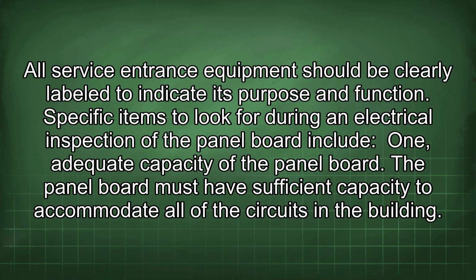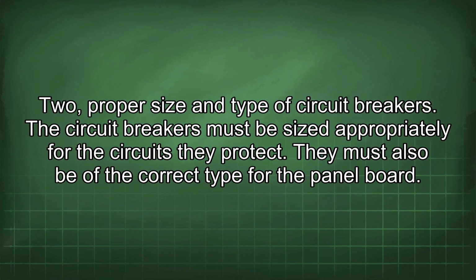Specific items to look for during an electrical inspection of the panel board include: 1. Adequate capacity of the panel board. The panel board must have sufficient capacity to accommodate all of the circuits in the building. 2. Proper size and type of circuit breakers. The circuit breakers must be sized appropriately for the circuits they protect. They must also be of the correct type for the panel board.